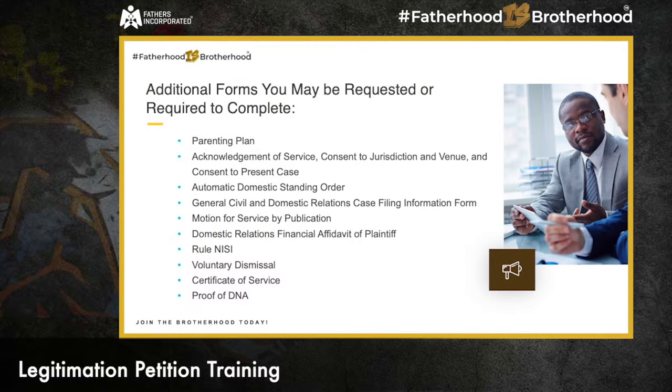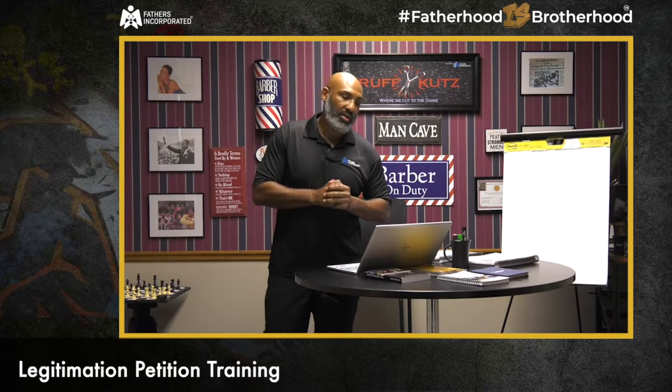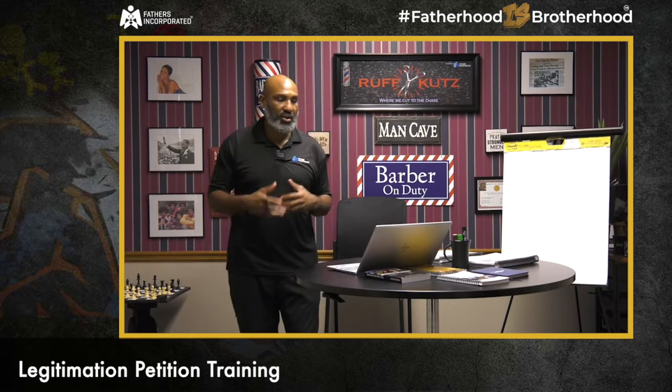All right. And these are some of the additional forms that you may or may not have to complete, depending on if it's contested or not contested. Parenting plan, acknowledgement of service, consent to jurisdiction and venue, consent to present case, automatic domestic standing order, a general civil and domestic relations case filing information form, a motion for service by publication, a domestic relations financial affidavit of the plaintiff, a rule nisi, a voluntary dismissal, a certificate of service, and proof of DNA. So depending on if the case is contested or not will determine which forms you'll need.